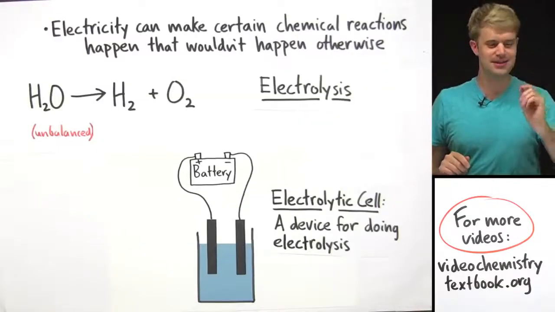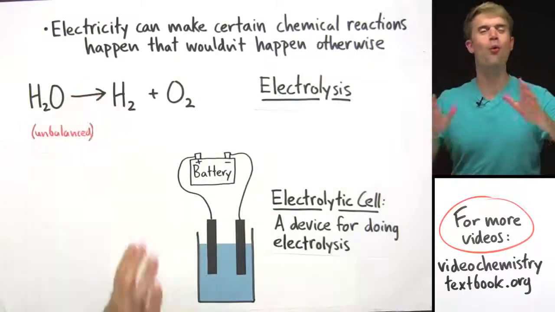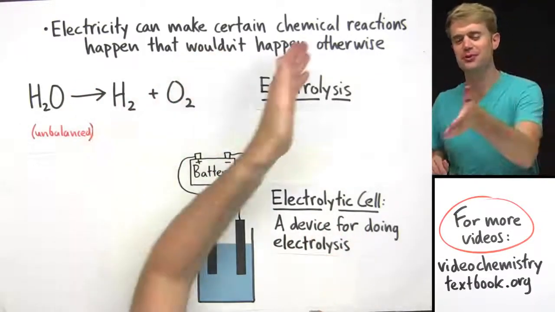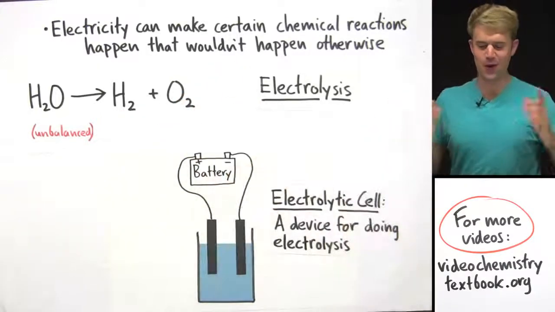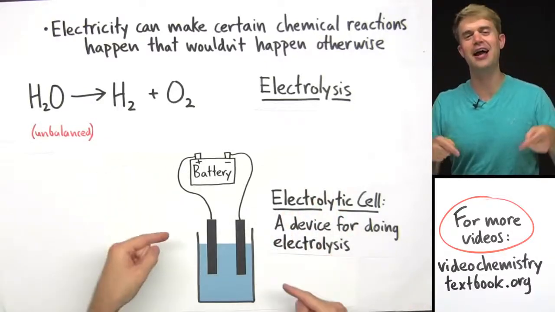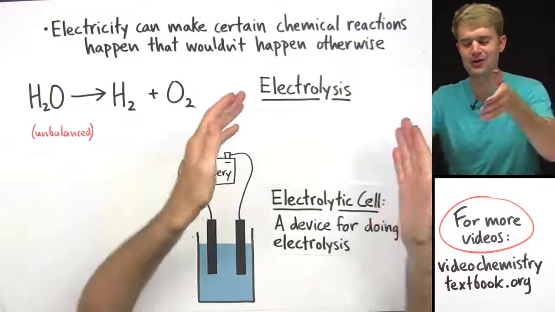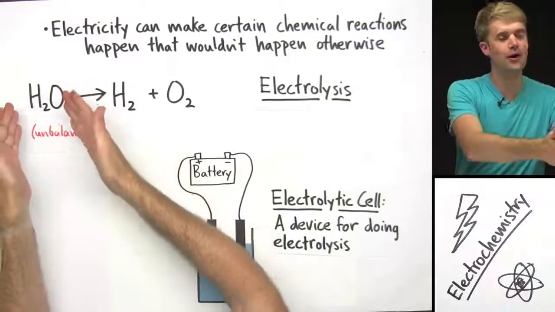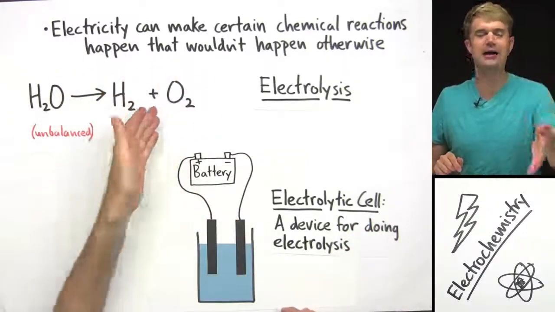Now, let's look at how we can use electricity to make certain chemical reactions happen that wouldn't happen otherwise. Using electricity to make chemical reactions happen is a process called electrolysis. We do electrolysis in a device called an electrolytic cell. I got a diagram of one of these here. And in our example, we're going to see how we can use electrolysis in an electrolytic cell to take water and split it apart into hydrogen gas and oxygen gas.